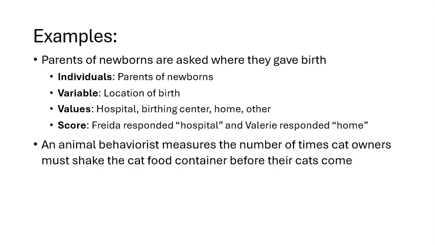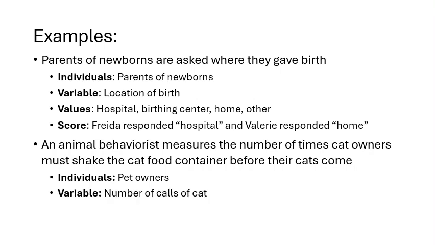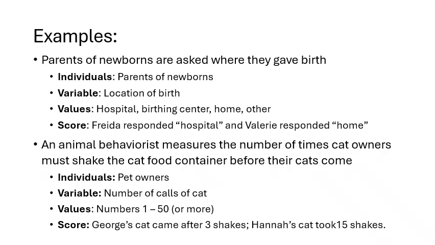And the last example, an animal behaviorist measures the number of times cat owners must shake the cat food container before their cats come. So in this case, the individuals are the pet owners, or I should say more specifically, the cat owners. The variable is the number of calls for the cat, so the number of times they shake the cat food container. The values are maybe 1 to 50, there might be more, and in fact, this researcher might have to include a never, maybe the cat never comes. And the score, George's cat came after 3 shakes, Hannah's cat took 15 shakes, those are their respective scores.